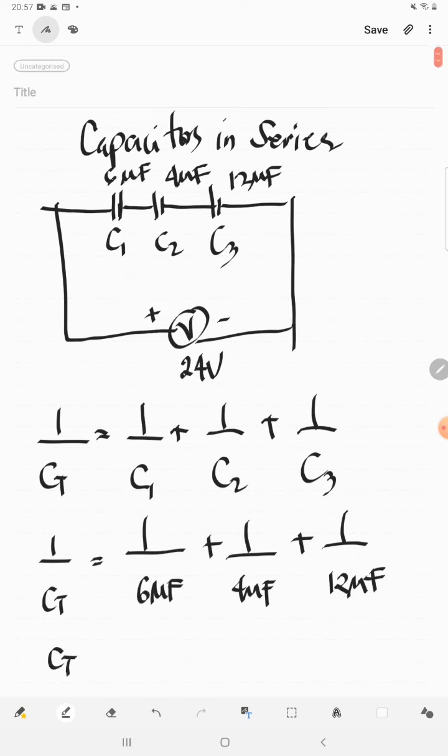So 1 over C total is equal to 0.5, so you will get C total equals 2. So the answer is 2 microfarad.